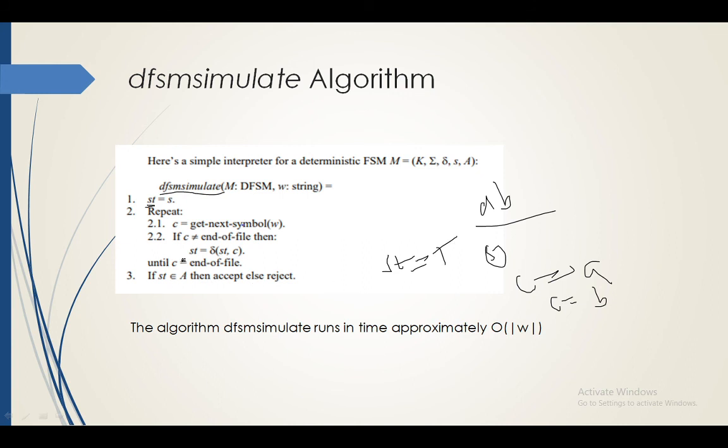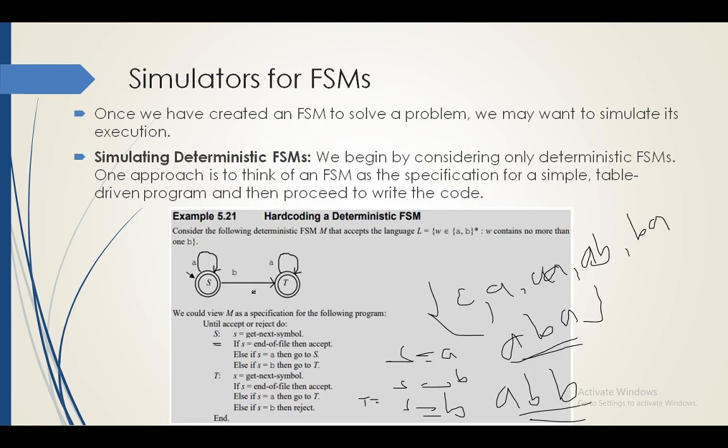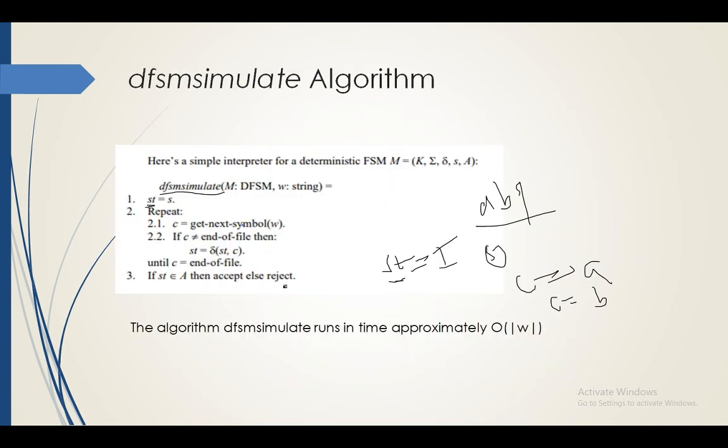Okay. Next, you are going to read the next character. What is the next character? Assume it is the end of the file. Now the C value is end of the file, so you are going to come out of this loop. Then you write: if ST belongs to the accepting states A, then accept, else reject. What is the ST value here? The last ST value is T. You check whether T is an accepting state or not. If it is an accepting state, you print accept, else you print reject. So this is about the DFSM simulator algorithm.